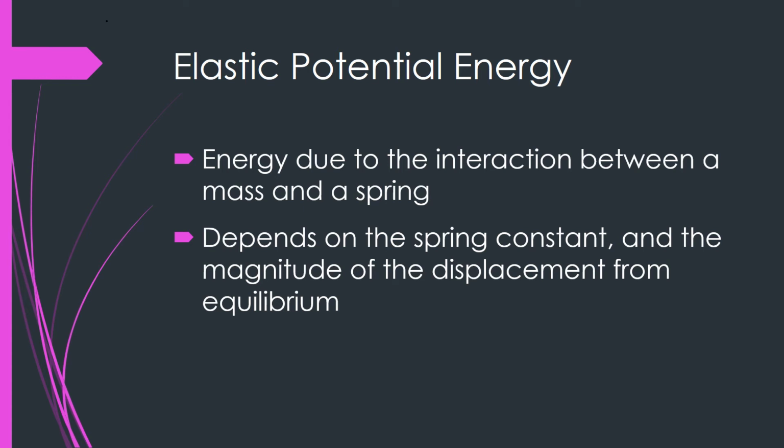Remember that each spring has its own unique spring constant that tells us about how stiff or how stretchy the spring is. And when I say the magnitude of the displacement from equilibrium, all that means is how far the spring is stretched or compressed from where it's at when it's at rest with your mass attached. The equation for elastic potential energy, capital U sub S, our symbol for elastic potential energy, equals 1/2 k x squared, k being the spring constant in newtons per meter, and x being that displacement measured in meters. Once again, just like all other energies, elastic potential energy is measured in joules.